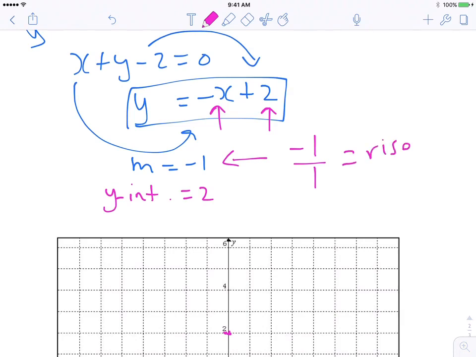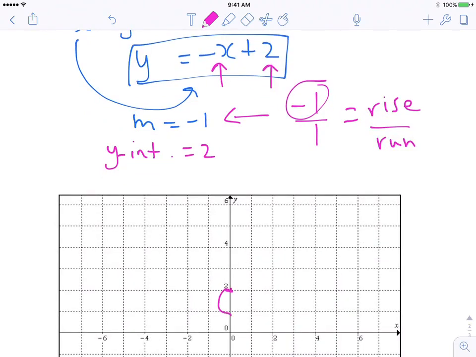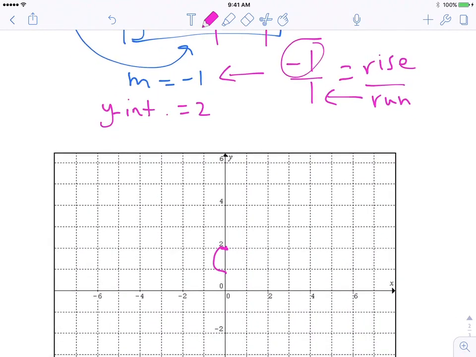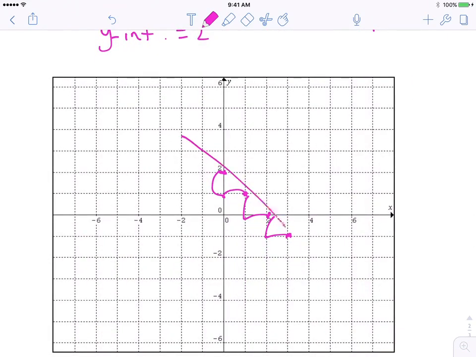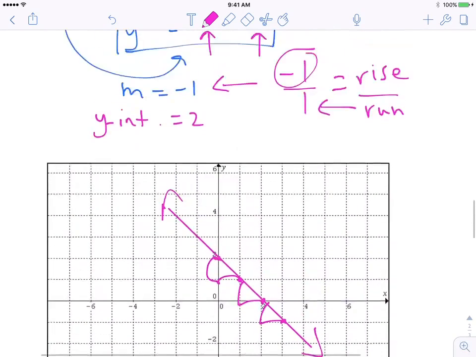We know that's really rise over run. In this case, negative 1 for the rise means go down 1, and then the run tells us to go to the right 1. So down 1, right 1, and that would be another point. Down 1, right 1, another point. And so our line is really right there. We'll just draw a line like this, and I put an arrow on each side. Okay, so that's the first line.